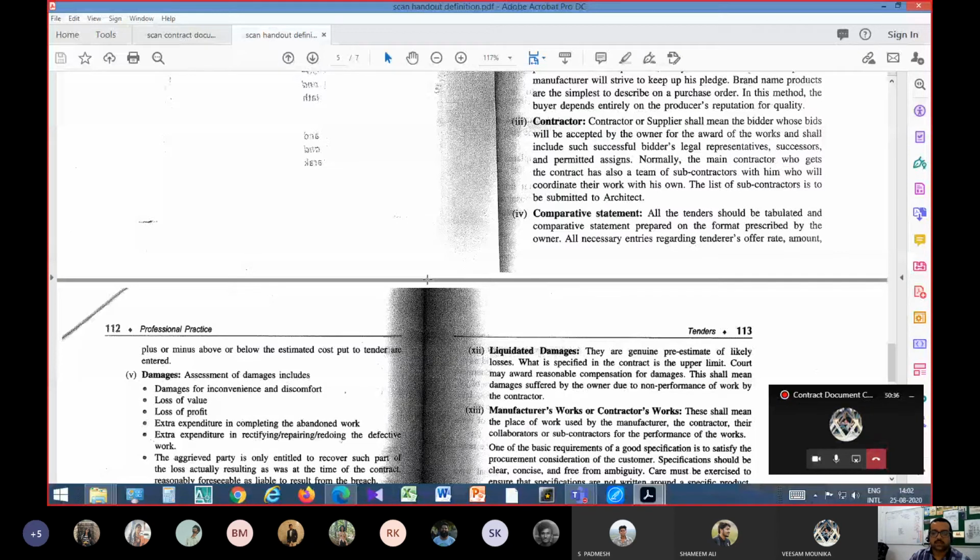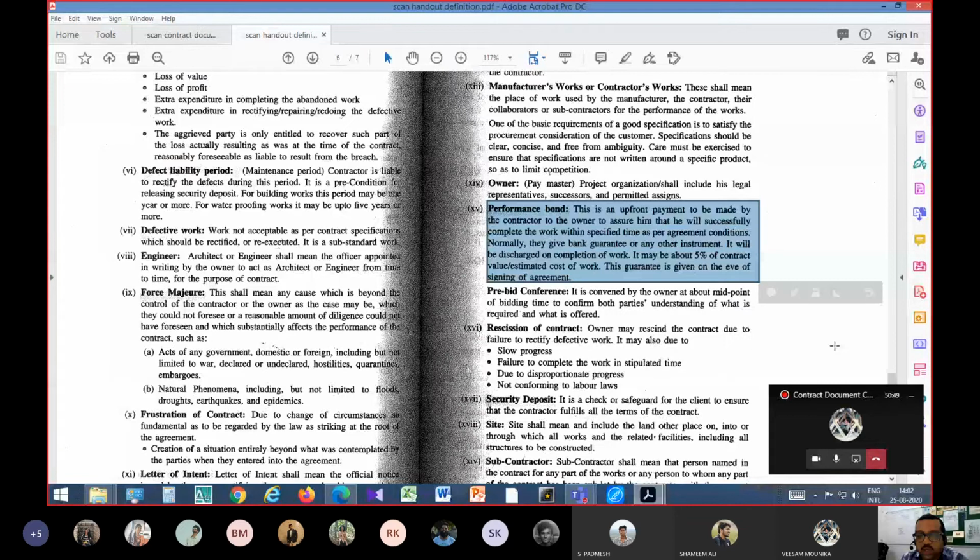I've highlighted a section known as performance bond. This is an upfront payment. That means it is paid before it is utilized, to be made by the contractor to the owner to assure him that he will successfully complete the work or perform within the specified time as per agreement conditions. Normally they give a bank guarantee or any other such instrument. Instrument doesn't mean equipment, but any other guarantees. Guarantees in legal terminology are known as instruments.